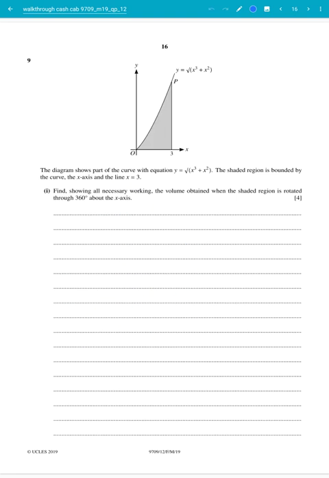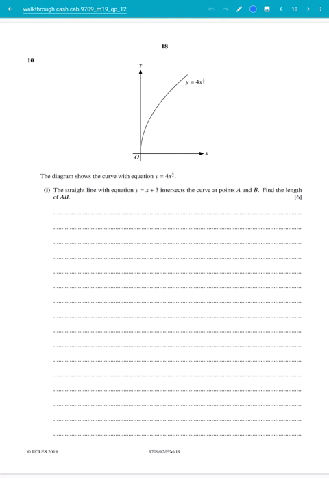So we got question 9. I'm going to skip 9 for right now because we haven't covered that. This is a bounded by the curve, volume of revolution. So we haven't covered that yet, so I'm going to go ahead and skip that one. And we'll go to problem 10, the last one.